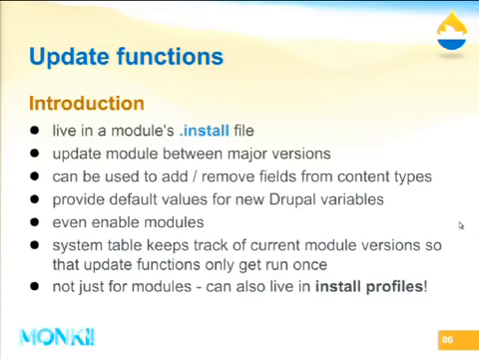So update functions. They live in a module's install file. Some of your modules may not even have an install file because you probably wouldn't need one unless you've got update functions. There's only a couple other things that can go in an install file, but you just drop it into the same directory as your module. Originally, they were used to update modules between major versions, and you can still use them for that. If you've got a module like 1.0 and you're completely changing the structure and releasing it as 2.0, update functions will help your users migrate all of their database stuff to the new version.